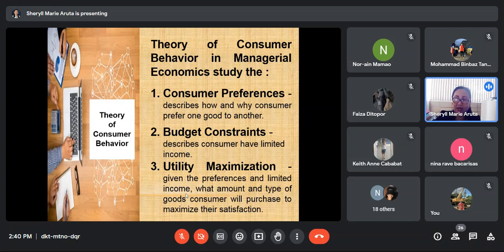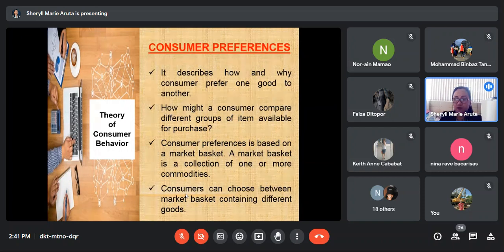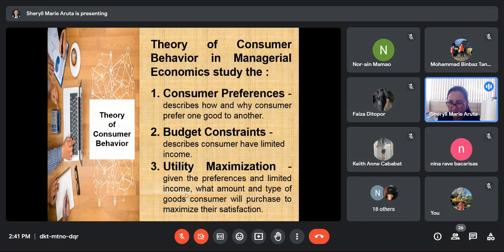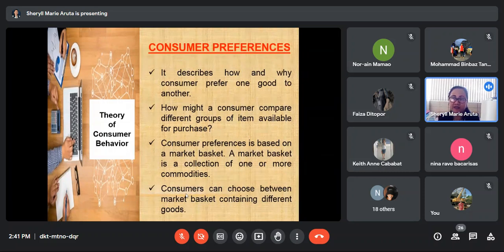So mao siya ang tibuok perspective sa atong continuation sa midterm nga coverage. So atong i-discuss karon one at a time para makuha nato ang concept sa consumer behavior. So to start with, the consumer preference man atong giuna. To start with, ang consumer preference describes how and why consumers prefer one good over the other. No, daghan kaayo tag choices. So this is what we call consumer preferences.